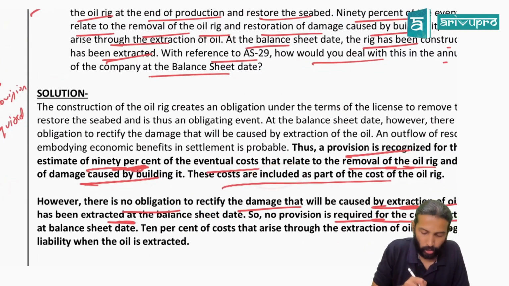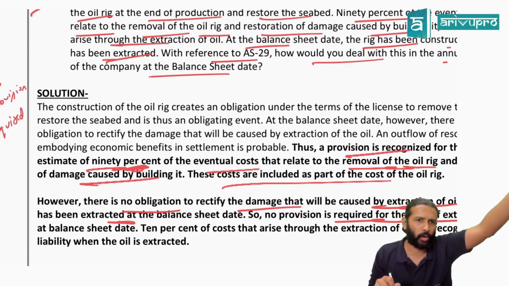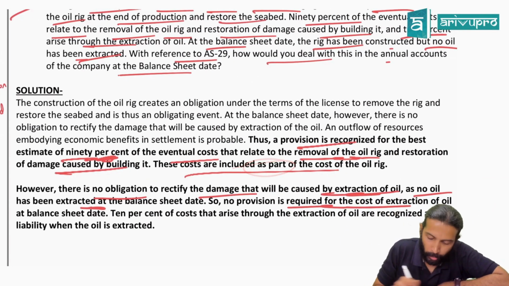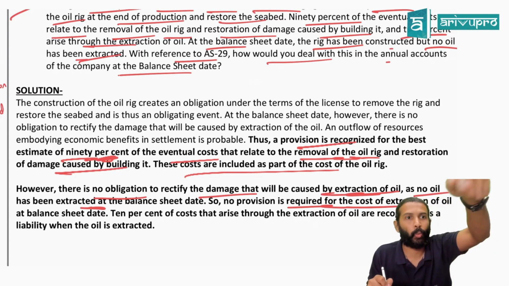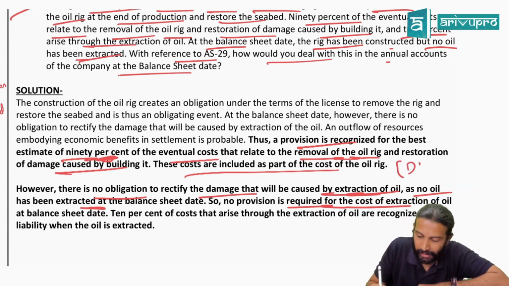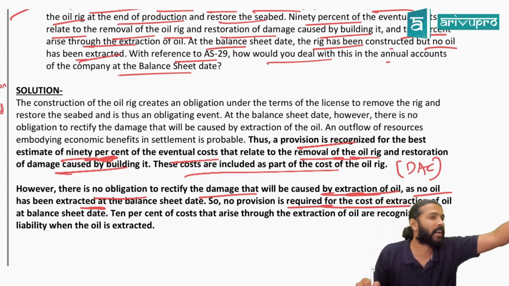So, this cost, you'll make a provision. Normally, provision will be added to what, sir? It will be transferred to P&L, no? This 90% provision will not be transferred to P&L. It will be added to the cost of the asset. What is the asset here? Oil well. Why? It is a DAC. You remember DAC at least? When we did intangible assets, I mentioned DAC. What is DAC? Directly attributable cost.